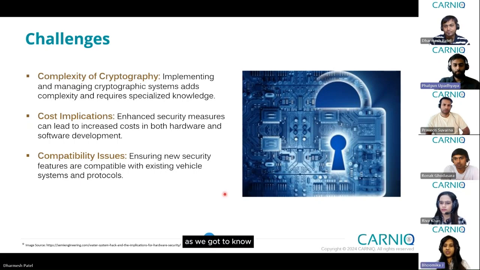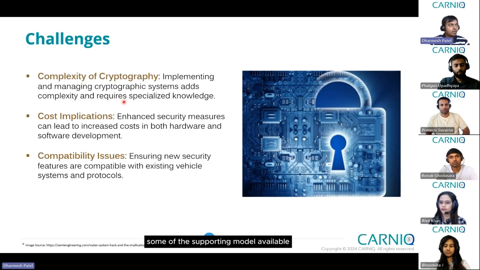So as we got to know the challenges in implementing secure flash in the system, what are the ways to overcome these challenges? Okay, so if I may take the question, the first challenge was the complexity of the cryptography. One way is that currently the market already has some supporting modules available to do the cryptography, so we can utilize that.